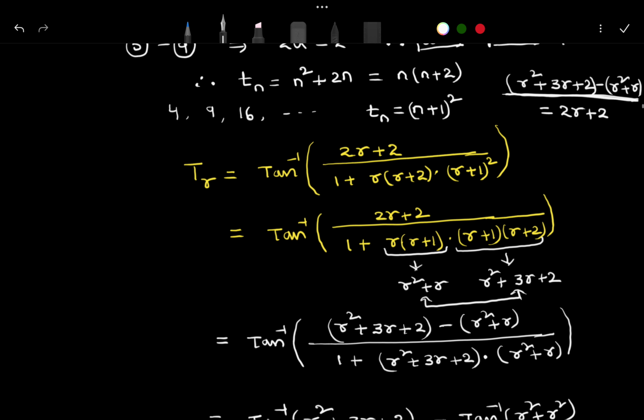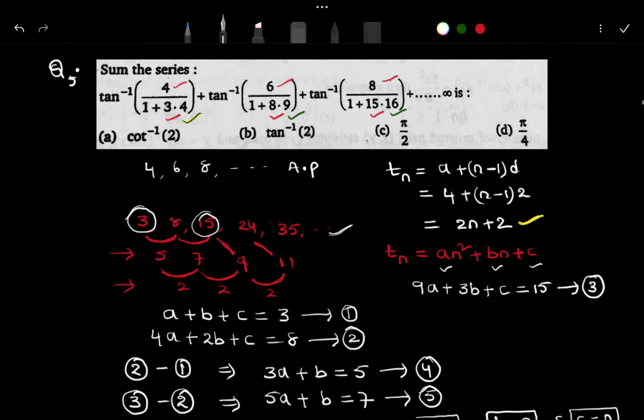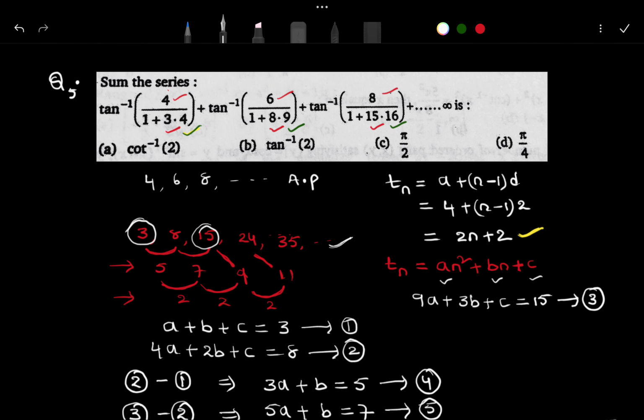Now you see, if you want the sum of the infinite terms or any other value, first you find out the sum of the n terms.